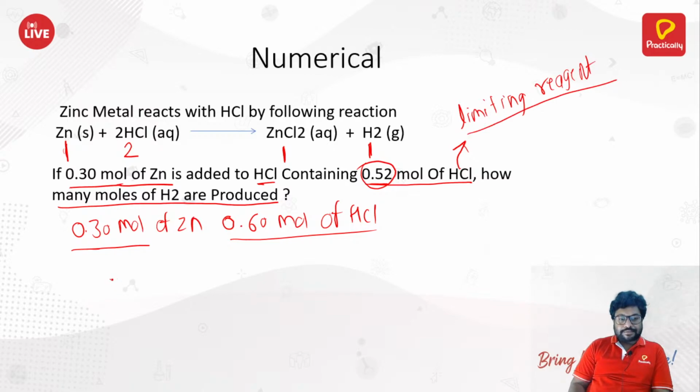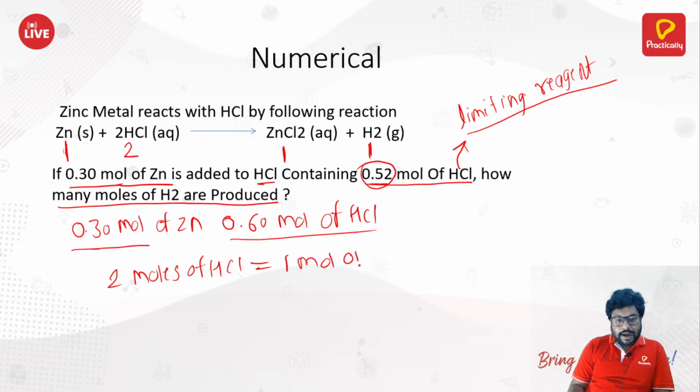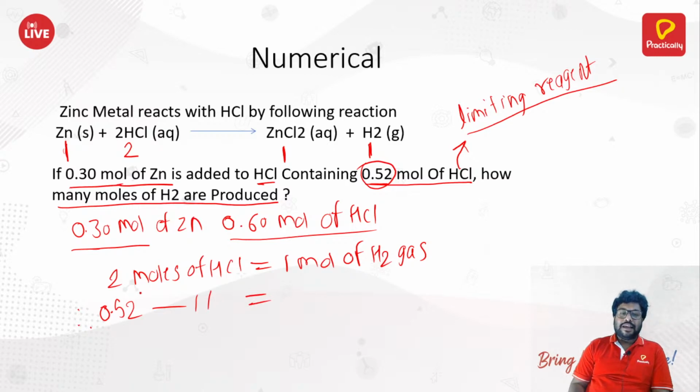And if it is a limiting reagent, it will decide the amount of hydrogen gas that is formed. So you can see here, 2 moles of HCl gives you 1 mole of hydrogen gas. Therefore, 0.52 moles of HCl would give you how much? It's clearly half, right? Where you have 2 moles of HCl, you got 1 mole of H2 gas. So if you have 0.52 moles of HCl, you will have 0.26 mole of hydrogen gas.